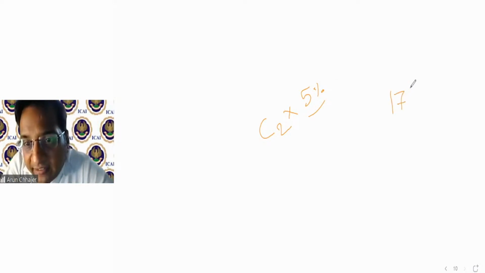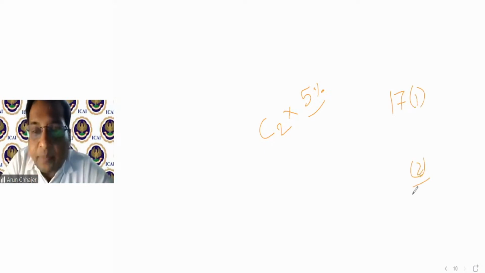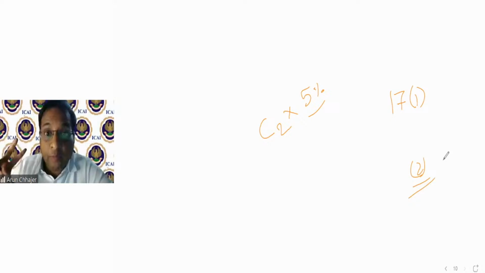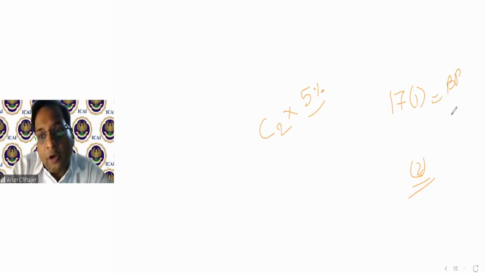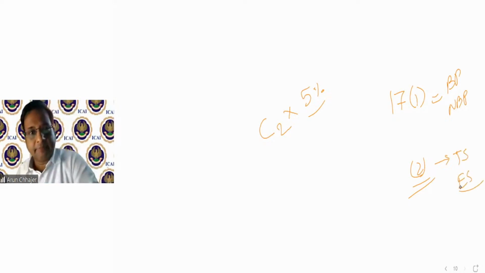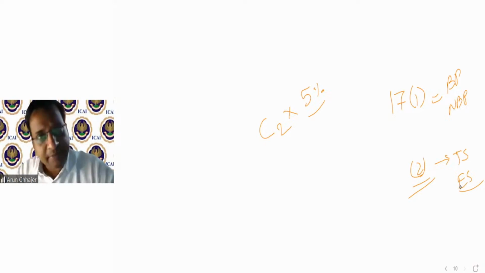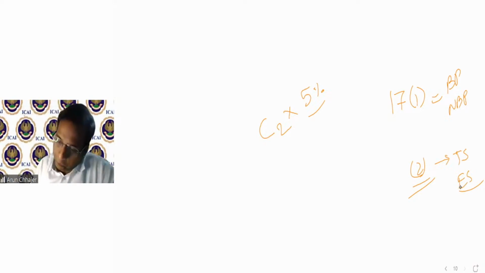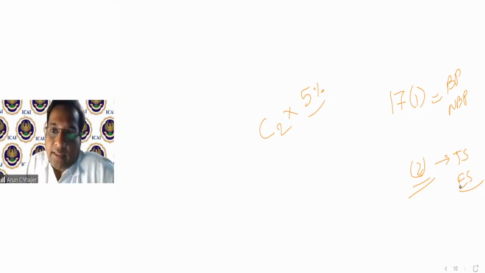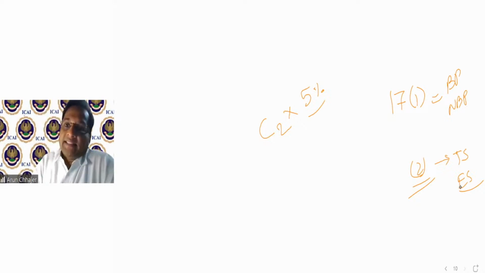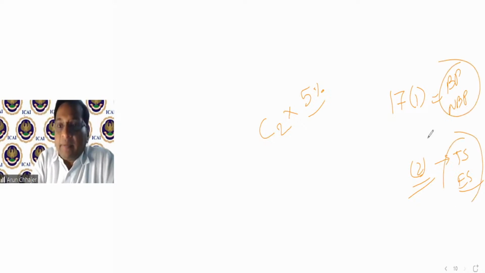See, try to understand 17 subsection 1 and 17 subsection 2. This is basically talking about apportionment of ITC. Why 17.1? Business purpose and non-business purpose. Why 17.2? Because some taxable supply and some exempt supply, right? So 17.1 and 17.2 say business and non-business, taxable and exempt.